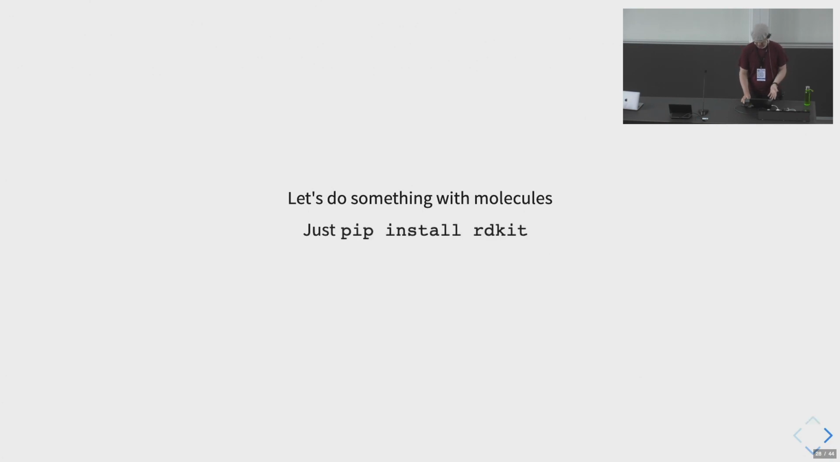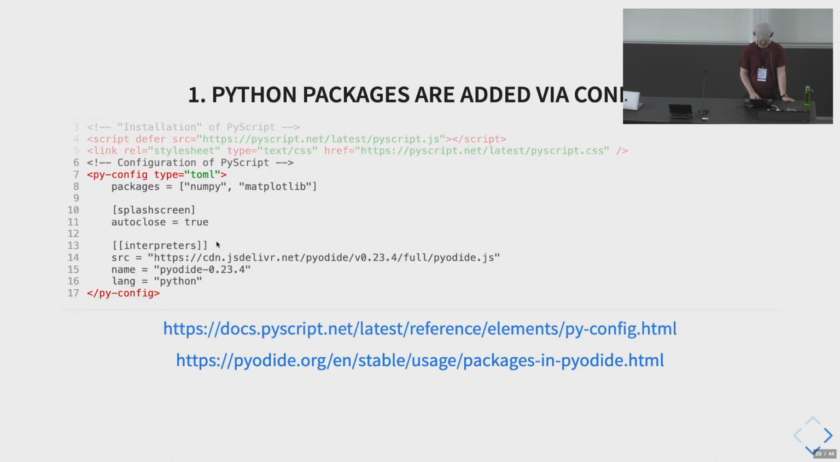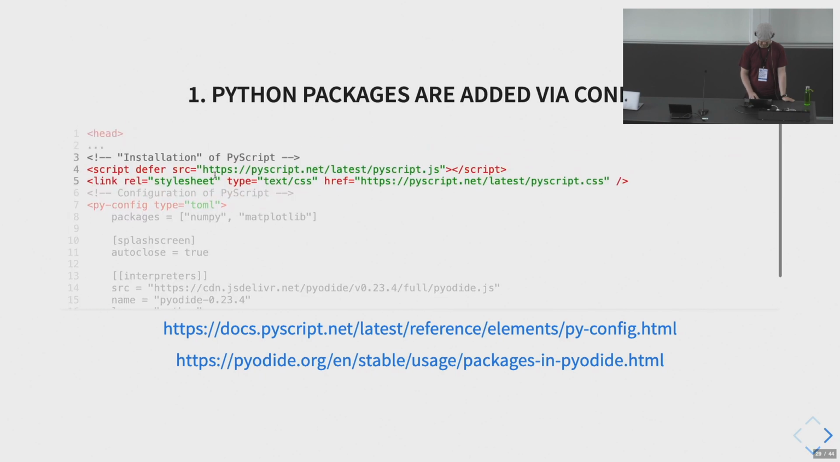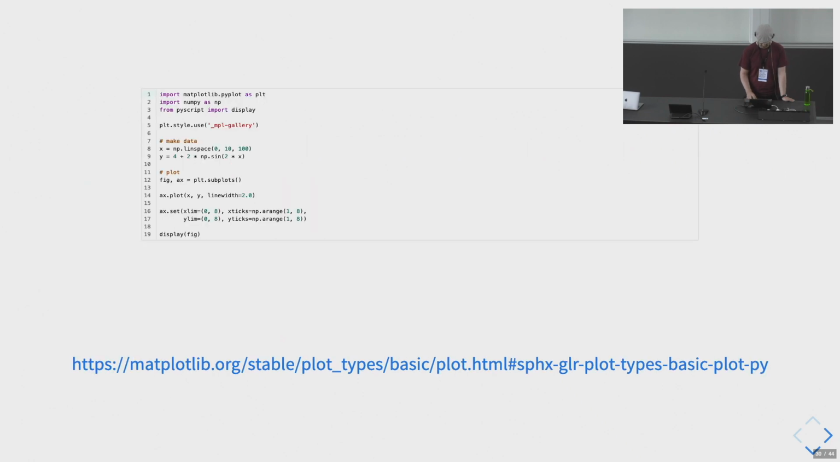So what are we waiting for? Just pip install rdkit, right? Everything has been working out this far, right? Well, not quite. It's not complicated to add packages. In addition to these scripts which add PyScript to your web page, you also need to add this config, which has the packages defined that you want to install. Well, sure, why not do that?